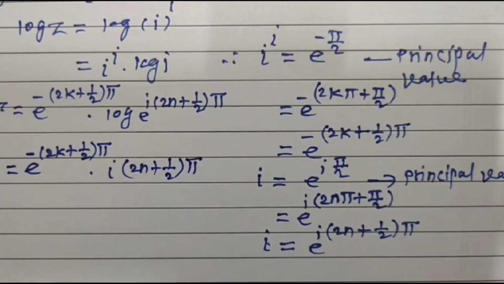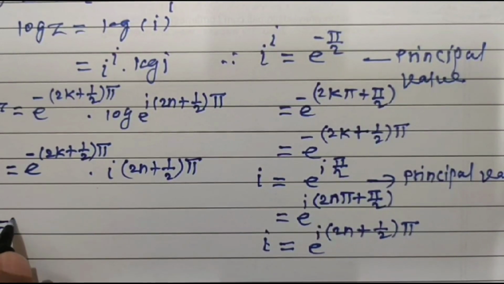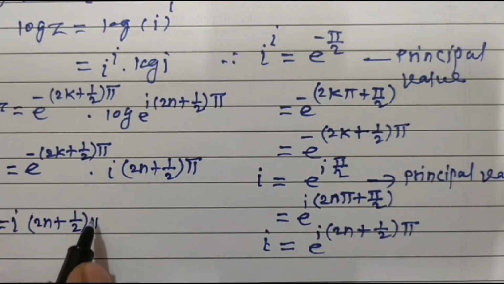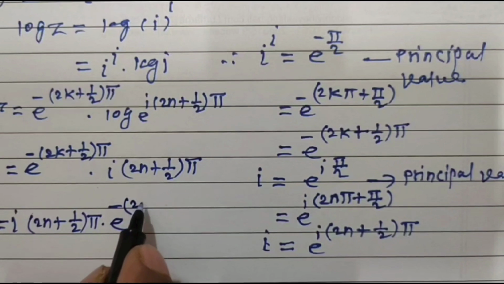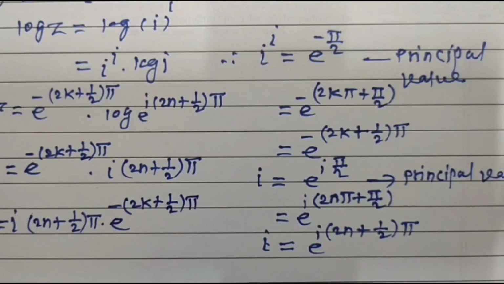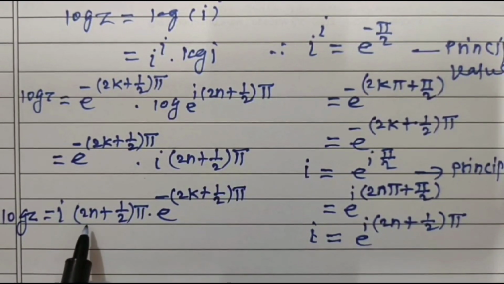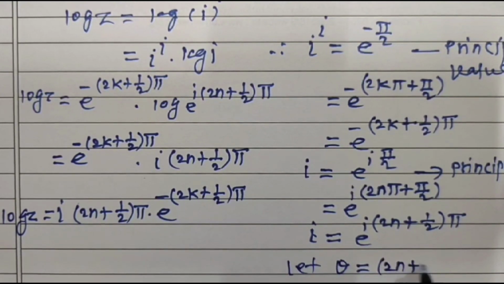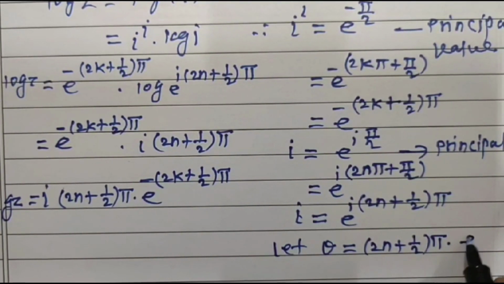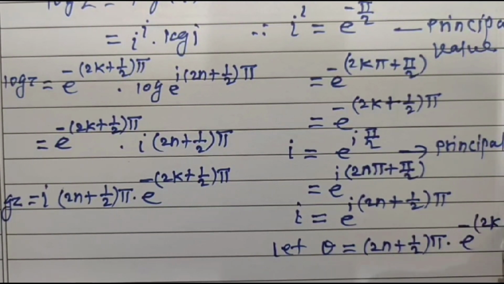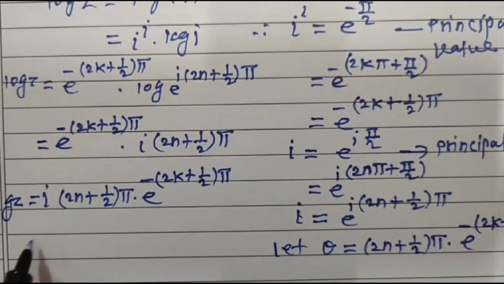Okay, this is equal to i into 2n plus half times pi into e to the power minus of 2k plus half times pi. Here log z is i into this one. Now taking exponential on both sides, before that consider this value is equal to, suppose, theta. Let theta is equal to 2n plus half times pi into e to the power minus of 2k plus half times pi. Then this log z can be written as log z is equal to i theta.